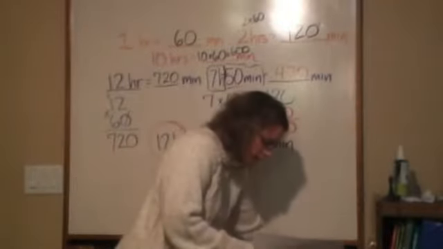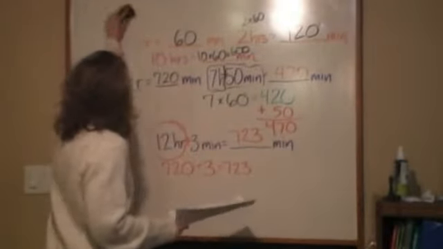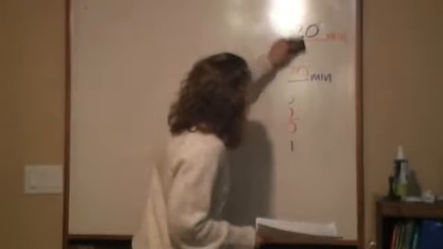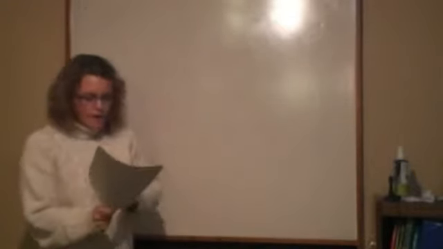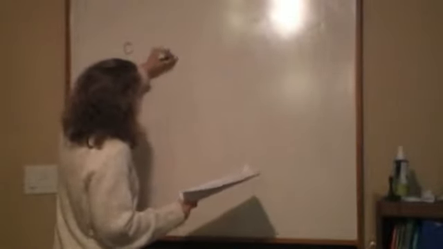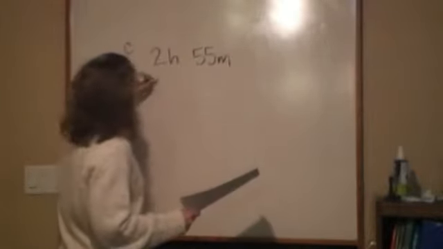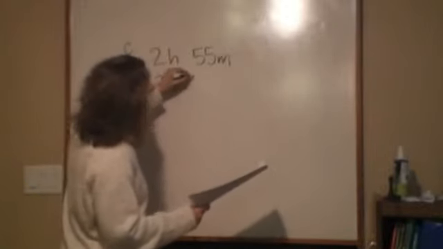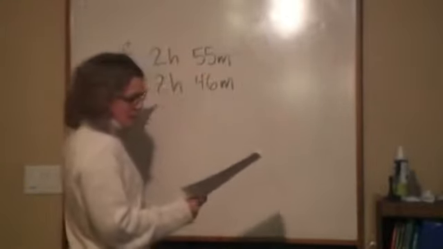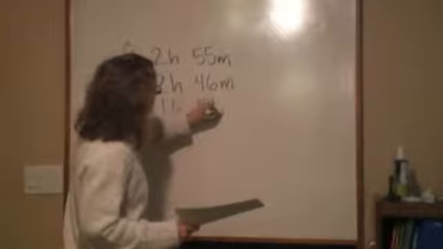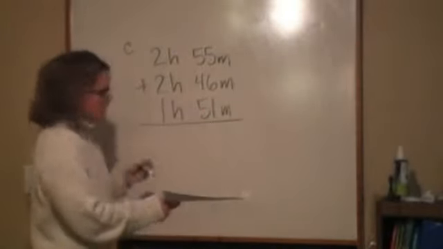I want to move quickly to number 4, and I want to do letter C, and it is adding up a bunch of time. So pretend like you had different stages of driving, and you first drove, so it's going to be C, 2 hours and 55 minutes, and then you got gas, and then you drove another 2 hours and 46 minutes, and then you need to stop for food, and you drove for another 1 hour and 51 minutes. How long did it take you to drive?